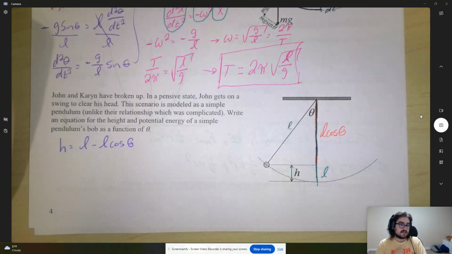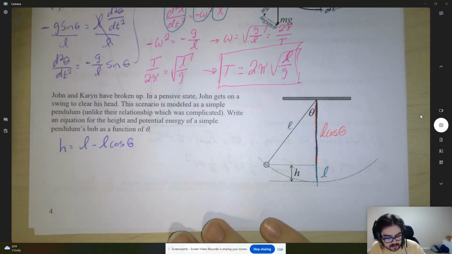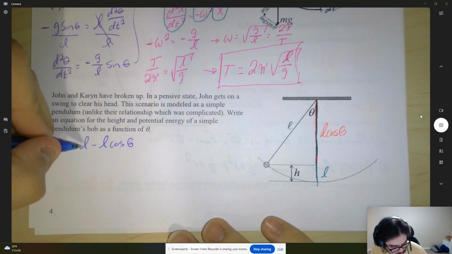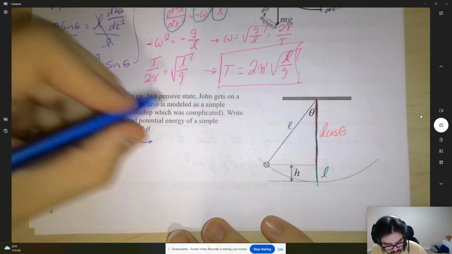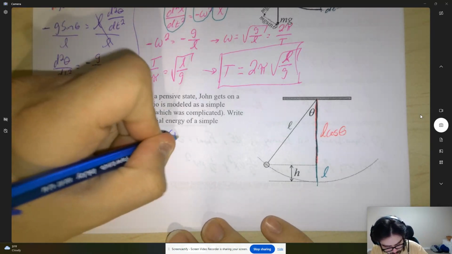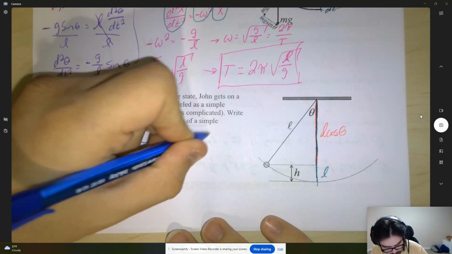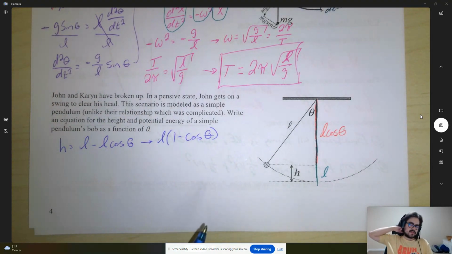That is technically an expression as a function of theta. Really quickly too, I can pull out my L's here, and it ends up being L times 1 minus cosine theta. I actually like the simpler form a little bit better, so I'm going to stick with that one.